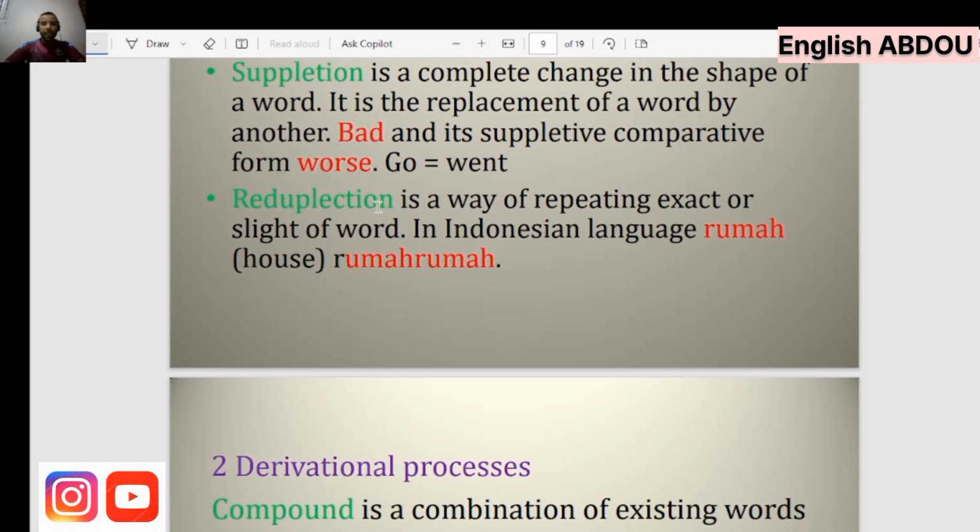While reduplication is a way of repeating exactly or slightly a word. So in reduplication, we just repeat the same word or a part of it. Like here, rumah in the Indonesian language, rumah means house, rumah-rumah, it changes. So we just reduplicate it.